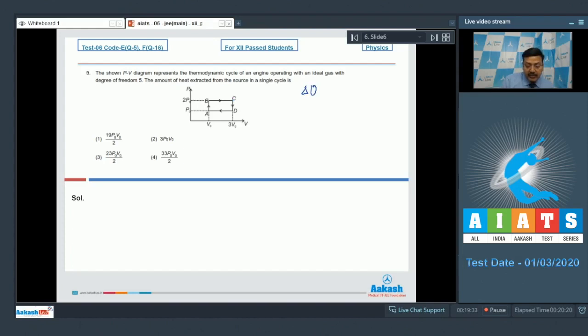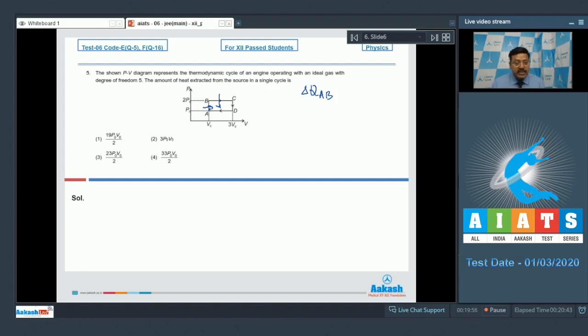Let's say we are interested in delta QAB, the heat absorbed in process AB. And in process BC, again, the process is isobaric, but the gas is expanding, doing positive work. The temperature is also increasing. So here also heat is being absorbed. Heat is being absorbed in the process AB as well as in BC.